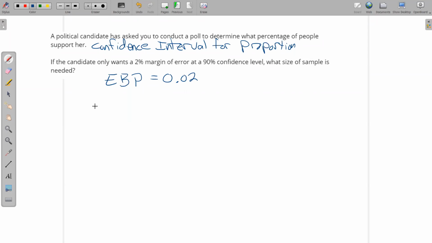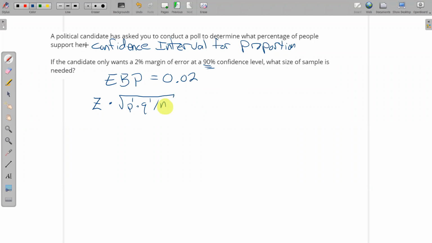So we have a formula for the error bound, and that says that you need to find the right z-score, and the z-score depends on the confidence level. And then you multiply that by the square root of p prime times q prime, and then divide by the sample size. Now, in this case, the candidate wants the 2% margin of error, and we have to figure out what sample size gets us that. So that n right there is what we don't know. So we have to find it.